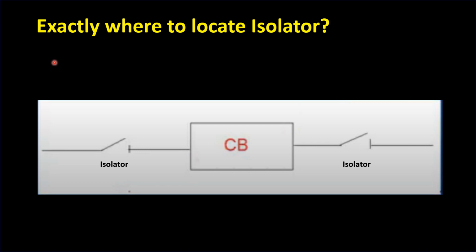As you've seen in the single line diagram, circuit breaker is connected between the bus bar and outgoing and incoming circuits. So now it's very clear to you exactly where to locate isolators. Isolator is provided on each side of circuit breaker as shown here. Just see here, one circuit breaker is shown and on both sides we are having isolators.